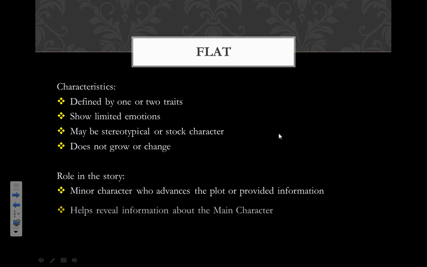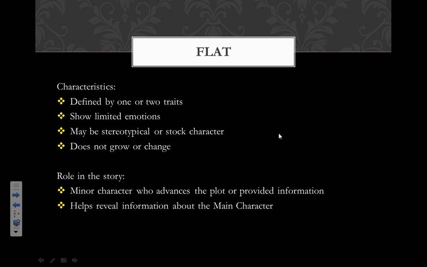Sometimes they provide information by stating the weather or the day that it is, or remarking upon the character's new haircut. They also help reveal information about the main character. Oftentimes main characters are put in situations with stock characters or flat characters that give the main character an opportunity to react, to show emotion, or to make choices. And that, as readers, tells us more about our main characters.